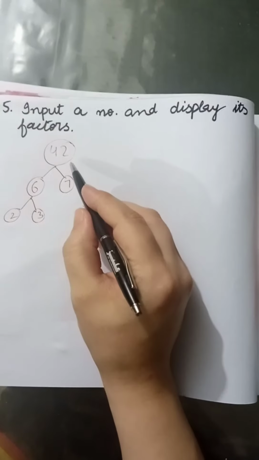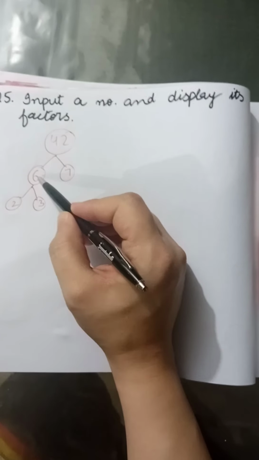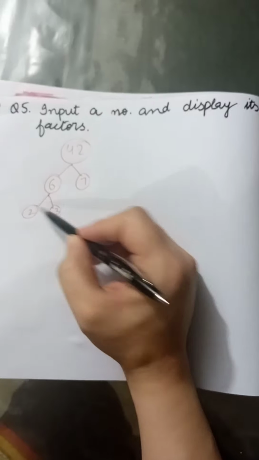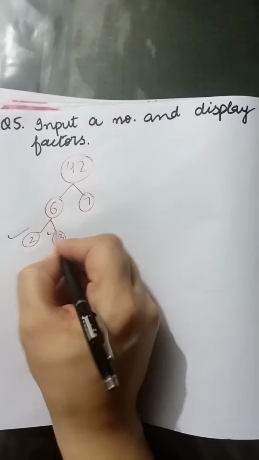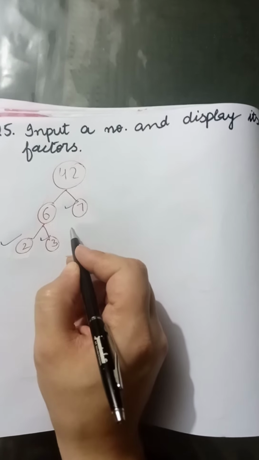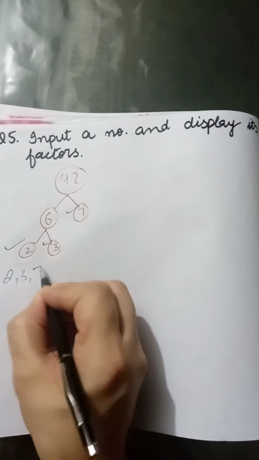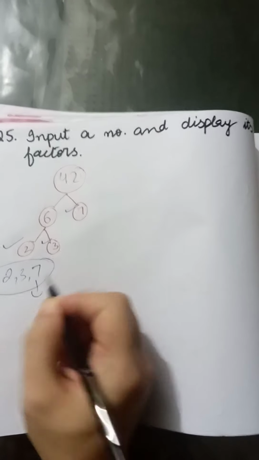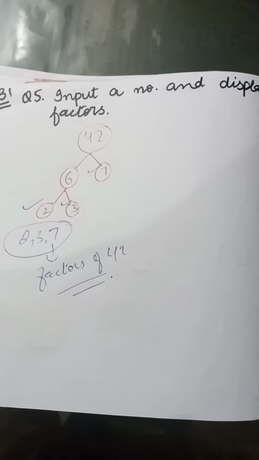For example, you have a number 42. I hope you all remember the factor tree. Basically the factors of 42 are 6 and 7, and the factors of 6 are 2 and 3. Now the factors of 42 are 2, 3 and 7. These three numbers are those numbers which completely divide 42. So 2, 3 and 7 are factors of 42, because they completely divide it and do not leave any remainder.